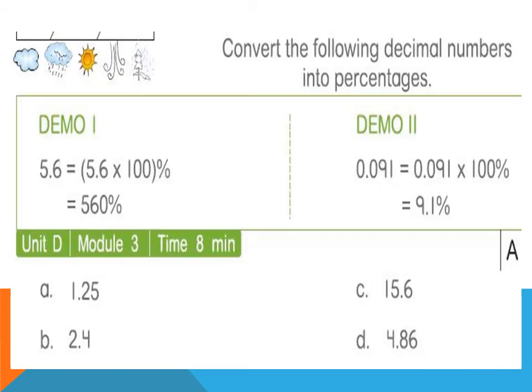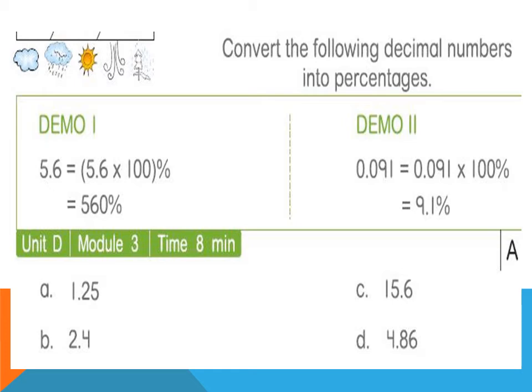Now let us move on to module number 3. Convert the following decimal numbers into percentages. Demo number 1. 5.6, we have to convert this decimal number 5.6 into percentage. So what we will do, we will multiply it by 100%. So it will become 560%.